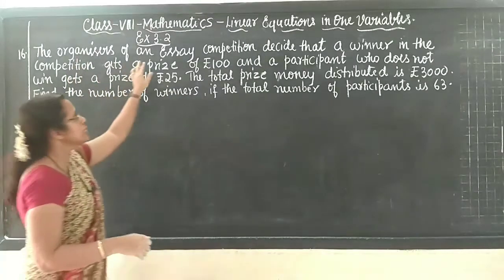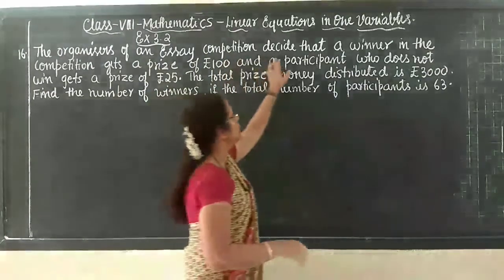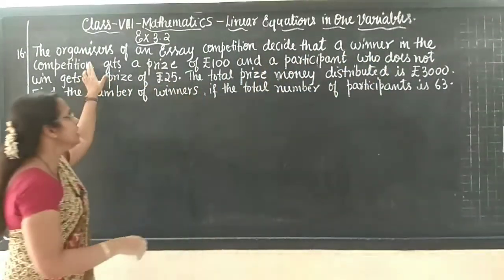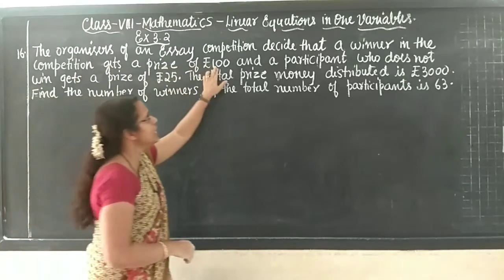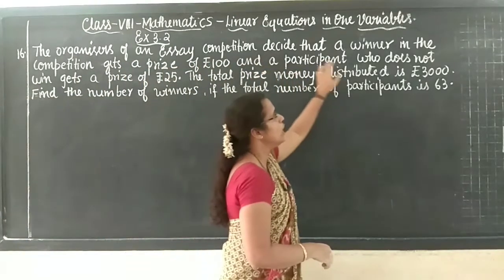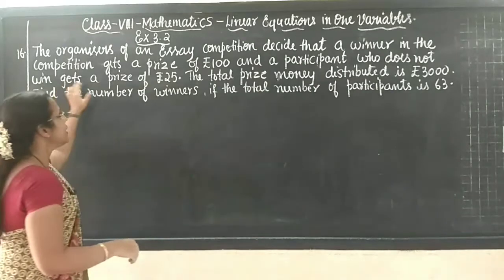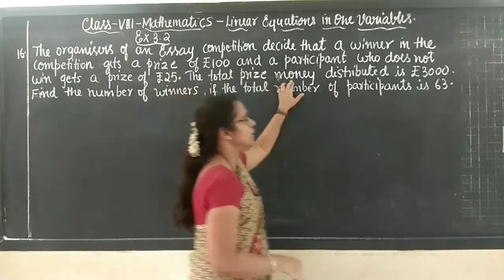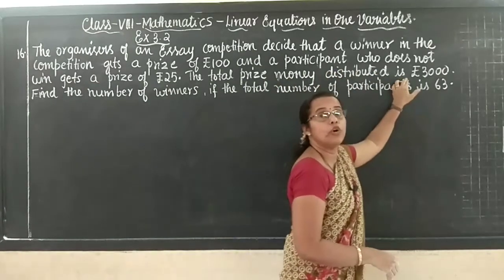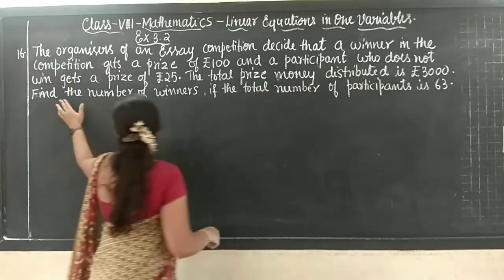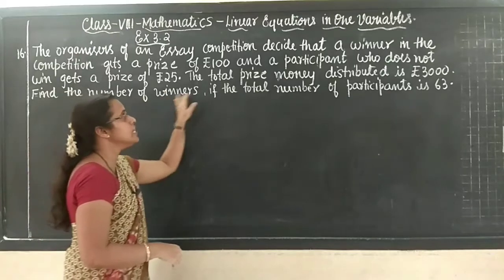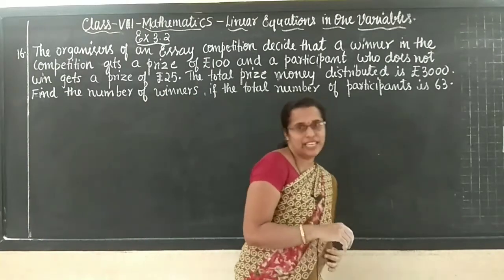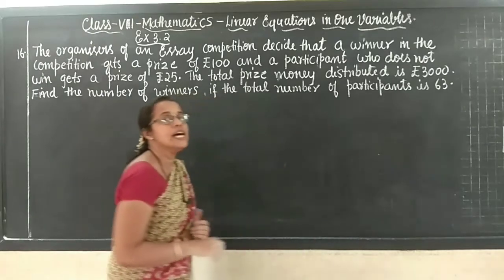The organizers of an essay competition decide that a winner in the competition gets a prize of rupees 100 and a participant who does not win gets a prize of rupees 25. The total prize money distributed is rupees 3000. Find the number of winners if the total number of participants is 63. See, what is the meaning of this sentence?